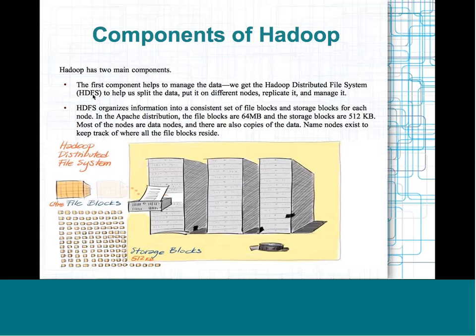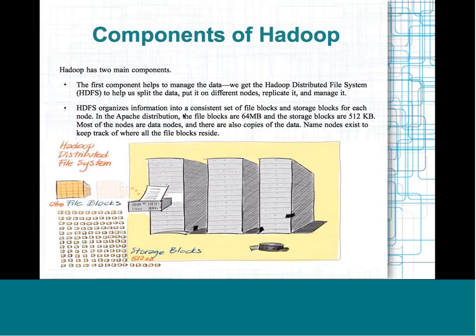One is HDFS. The objective of HDFS is to split the data, put it on different nodes, replicate it, and manage it, right? So HDFS provides you the capability of fault tolerance. If one data node is down, you need not worry, because copies of the data are scattered throughout n number of other servers, or nodes.